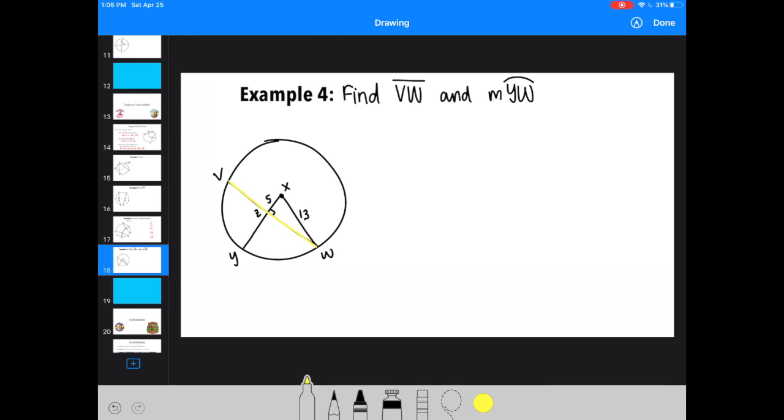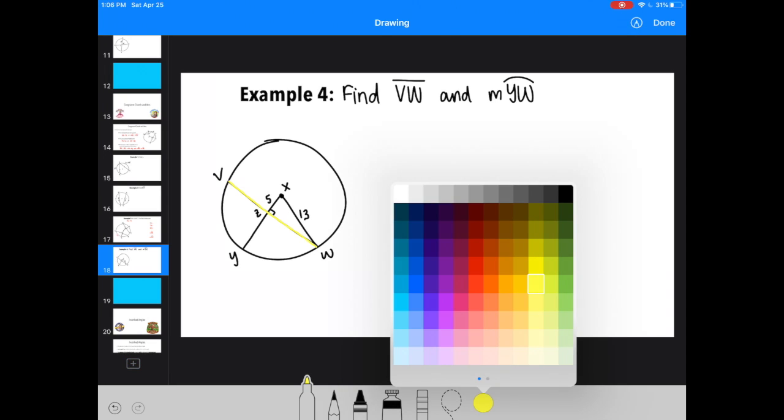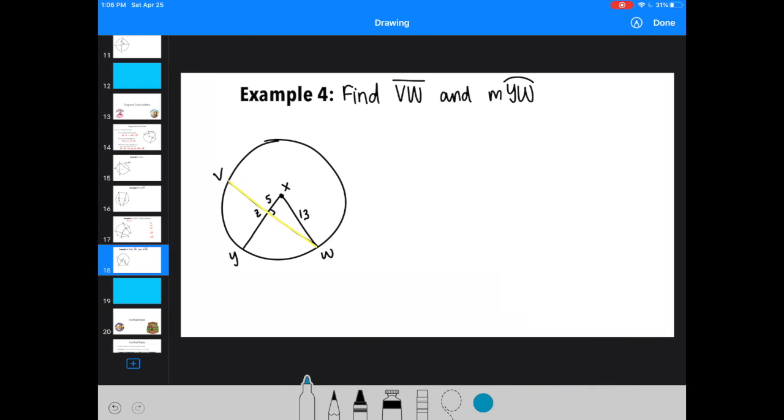All right. Well, I have a triangle there in the middle. One thing we know about chords is that its radius is going to divide it into 2 congruent parts. So VZ is going to be congruent to ZW. So if I can solve for ZW, I can multiply that by 2 to get VW. So how would I find ZW? Well, Pythagorean theorem. I have a right triangle. I have my hypotenuse. I have a leg. I can solve for that other leg.